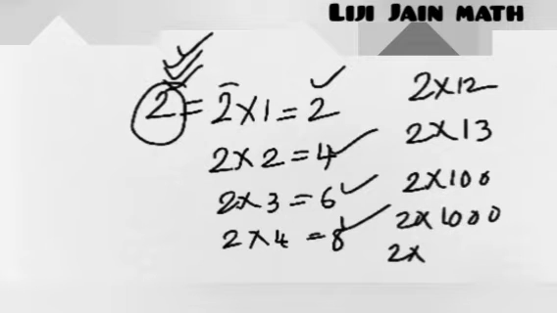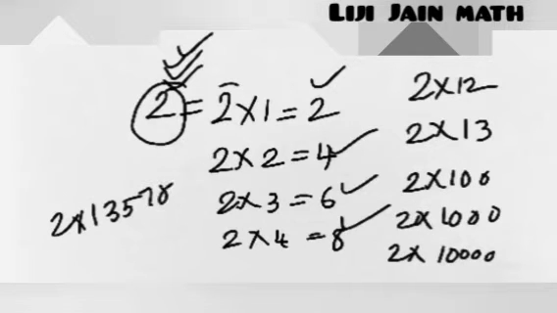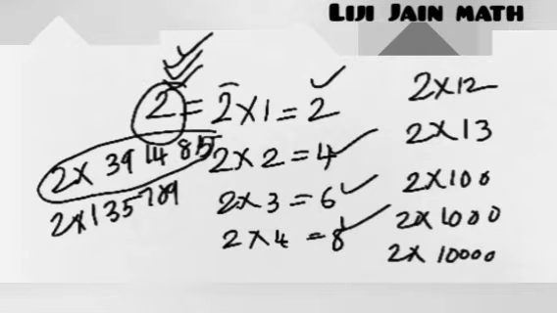2 into 10,000, it is another number. 2 into 1,35,789, another number. 2 into 39 lakh 14,815. This is also another number. So, the given number 2 has how many multiples? How many multiples are there for the given number 2? Yes, unlimited. And understood? The multiples of a number are unlimited, whereas the factors of a number are limited.